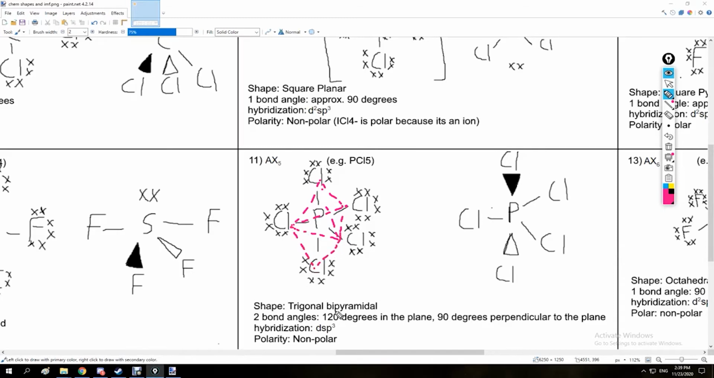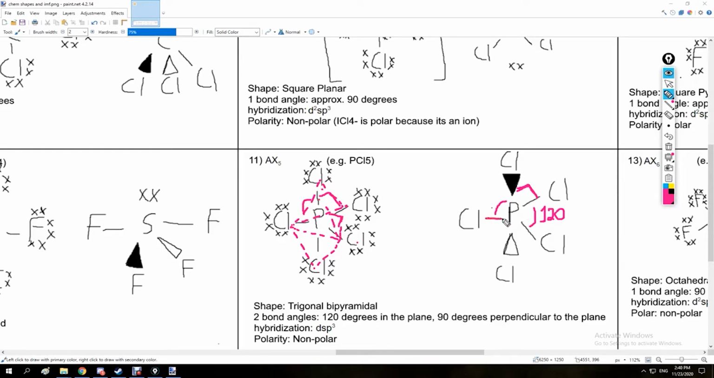It's called trigonal bipyramidal. The bond angle between the Cl's in the base is 120 degrees. The bond angle between the Cl's that are vertically above the plane is 90 degrees. So the bond angle between this Cl and this Cl is 90, this Cl is 90, and this Cl and this Cl is also 90. Same with the one below.